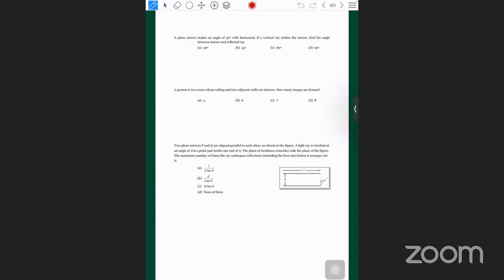Related to this, can you tell me the answer for this problem? Can you read the problem for me? A person is in a room whose ceiling and 2 adjacent walls are mirrors. How many images are formed?